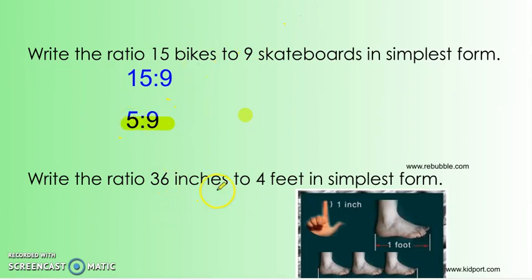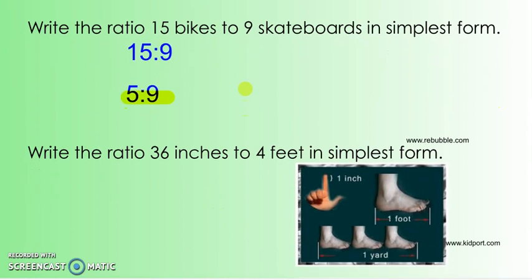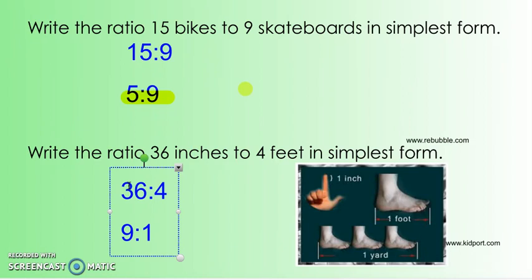How about 36 inches? Write the ratio of 36 inches to 4 feet. If I have 36 to 4, would that be in simplest form? What could go into both of them? Exactly, 4 will go into both those numbers. So we get 9 to 1. Nice job.